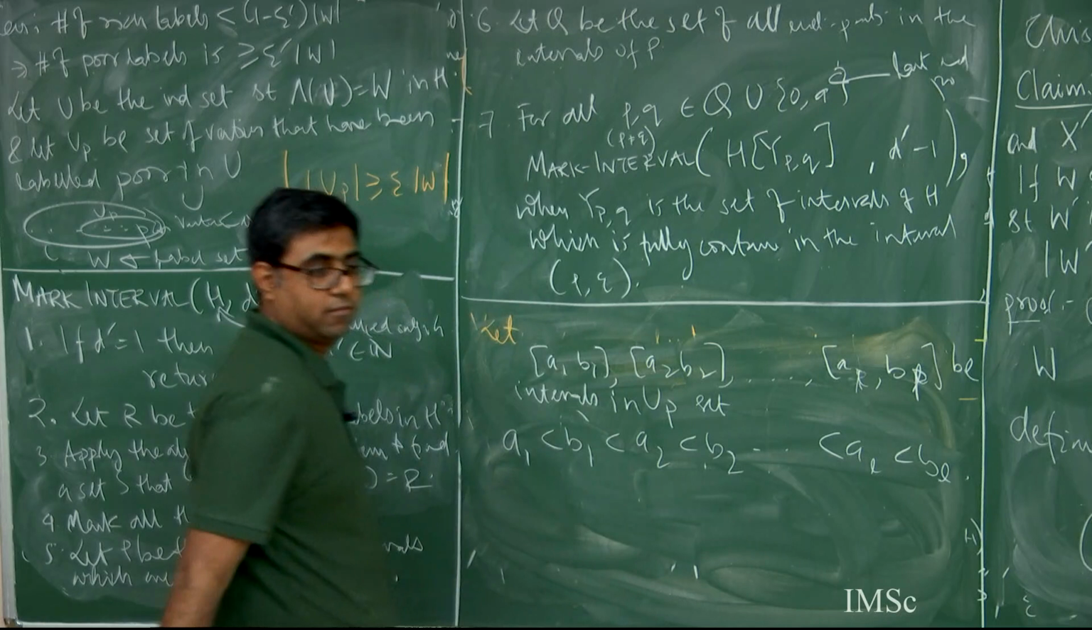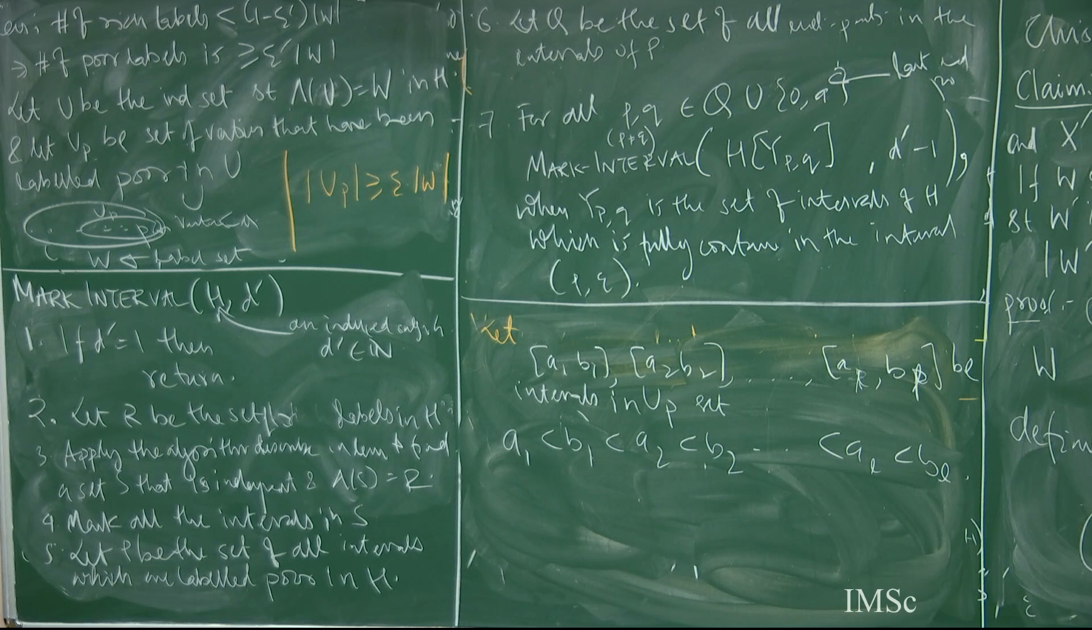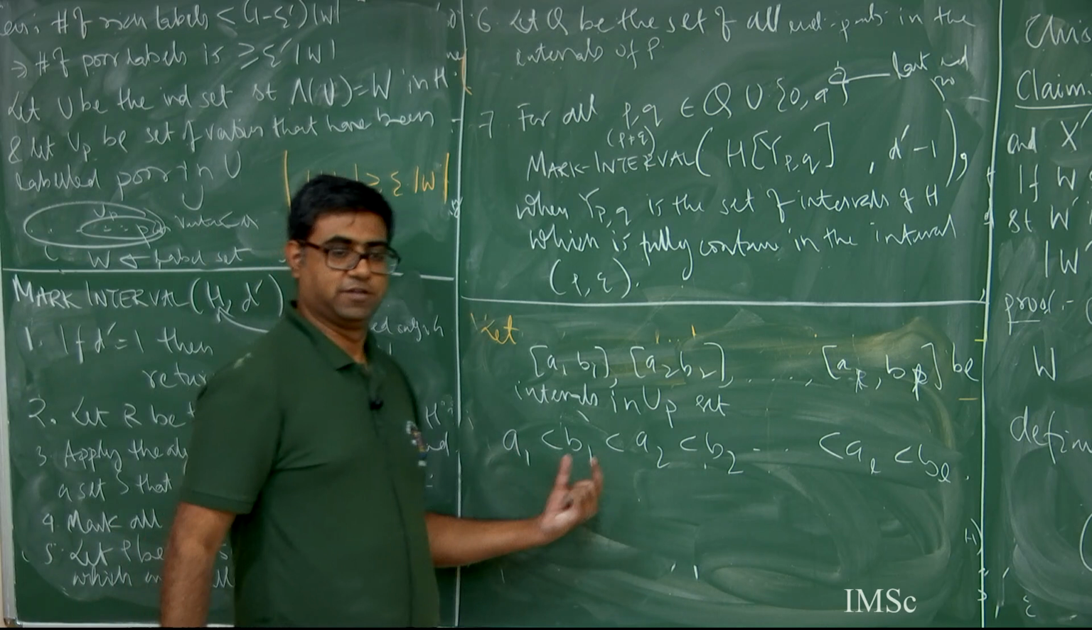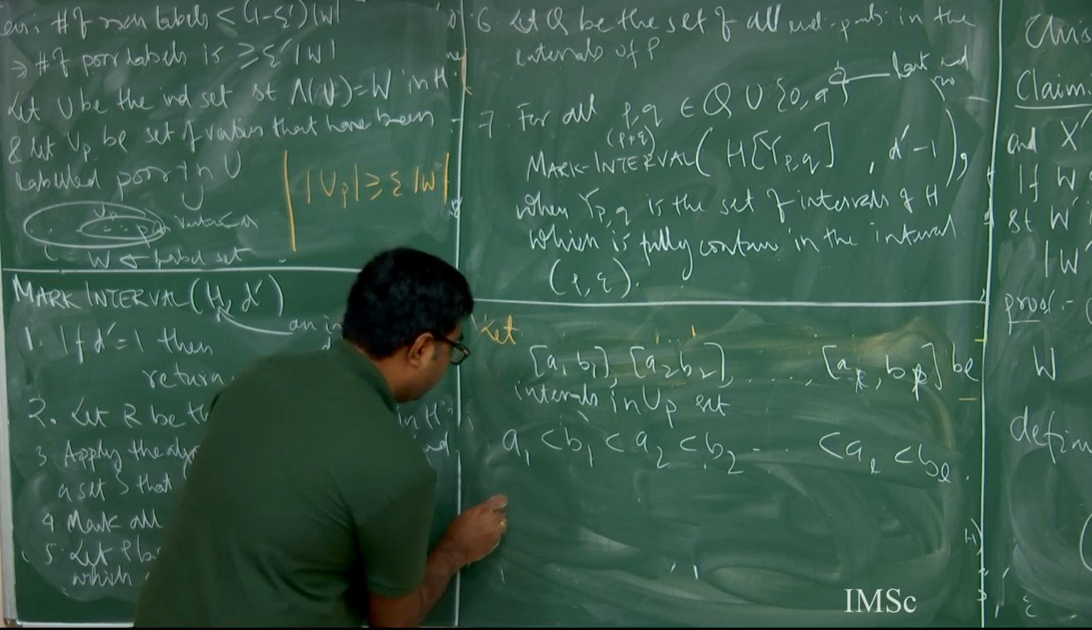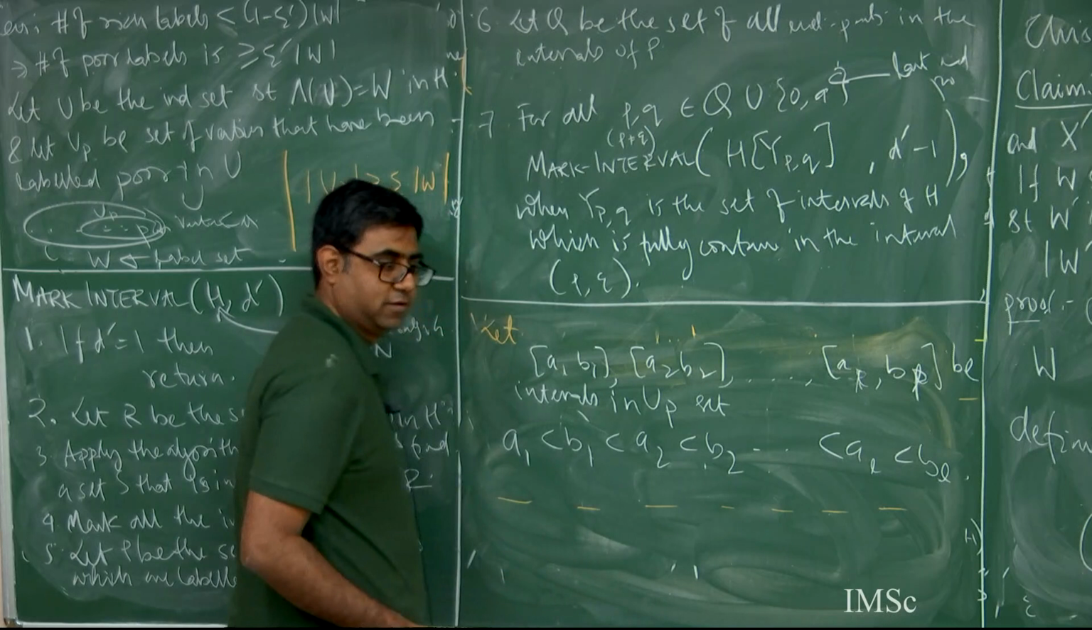Look, they are an independent set, right? So the first guy, A1, B1, is independent, so it doesn't intersect. The next guy must start after the first guy, so A2. So I can have this order because UP is an independent set. So this is A1, B1, this is A2, B2, and let's satisfy this. Agreed?